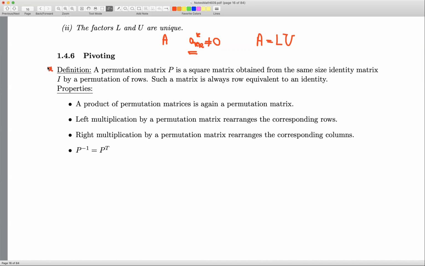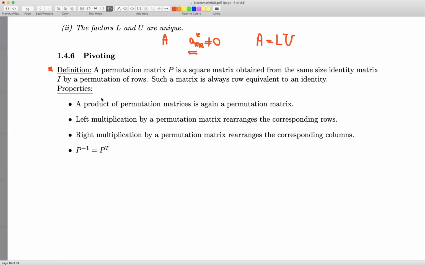So a permutation matrix P is a square matrix that is obtained from the same size identity matrix by permutation of the rows of the identity matrix. Such a matrix is always row equivalent to the identity matrix.